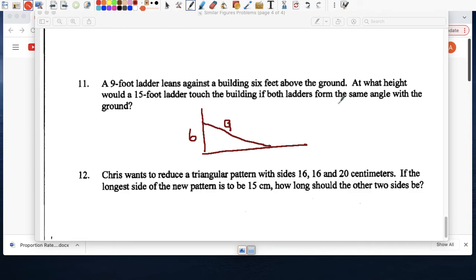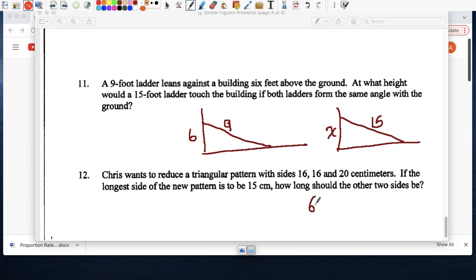Did I draw this wrong? A 9-foot ladder leans against the building, so that's the ladder with the ground. Okay, so now here's a wall again. At what height would a 15-foot ladder touch? So we're looking for this height here. Let's call that x, and that's 15. If both ladders form the same angle with the ground, does that mean this angle right here? Yeah.